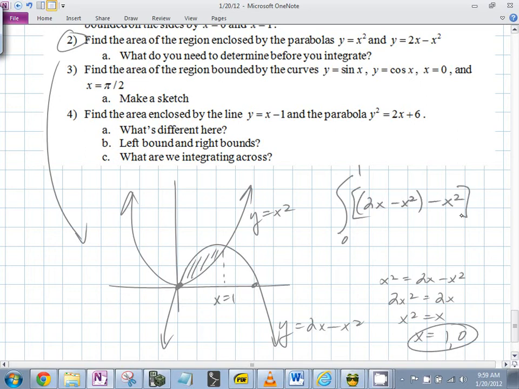Is that pretty simple? Yes, it is. It's meant to be simple. The hardest part about these is generally setting them up. Here's another danger. Take a look at number 3.